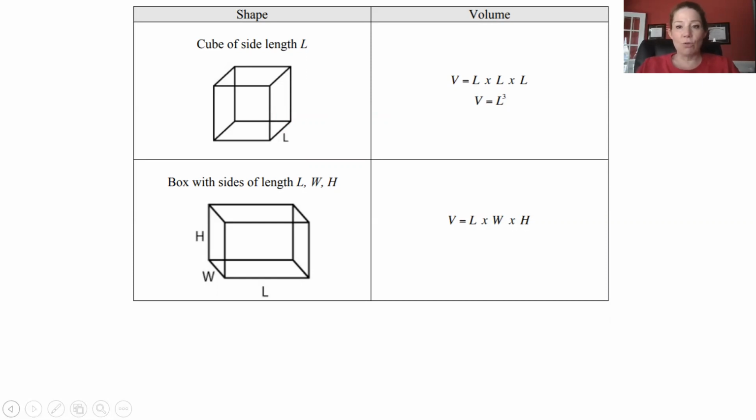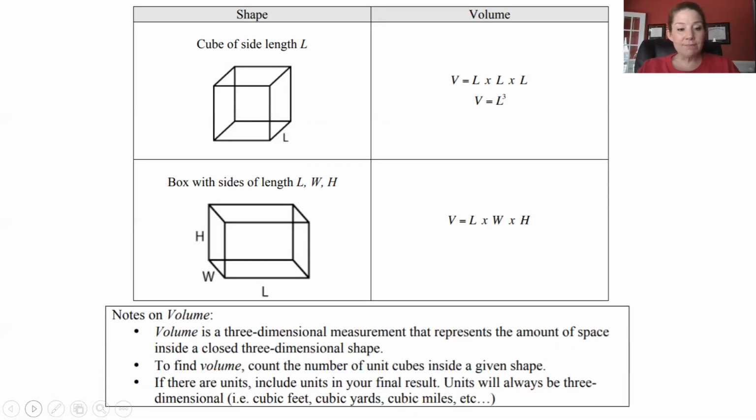All right, so if we multiply the same number together 3 times, it's the same way of saying that we're going to cube it. And then, of course, the rectangular prism, we're just multiplying those 3 numbers, length, width, and height together. All right, so moving on.